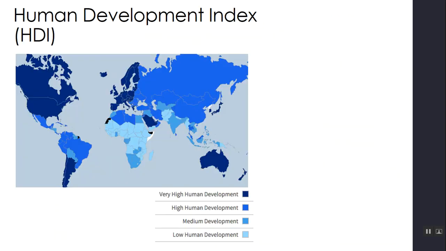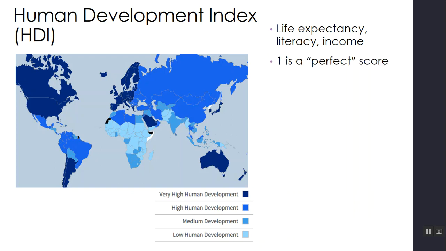One of the ways that we talk about development and measure development from a human perspective is something called the Human Development Index. The Human Development Index looks at life expectancy, literacy, and income. One is considered a perfect score by the UN. No countries have a perfect score of one. Some come a lot closer than others.